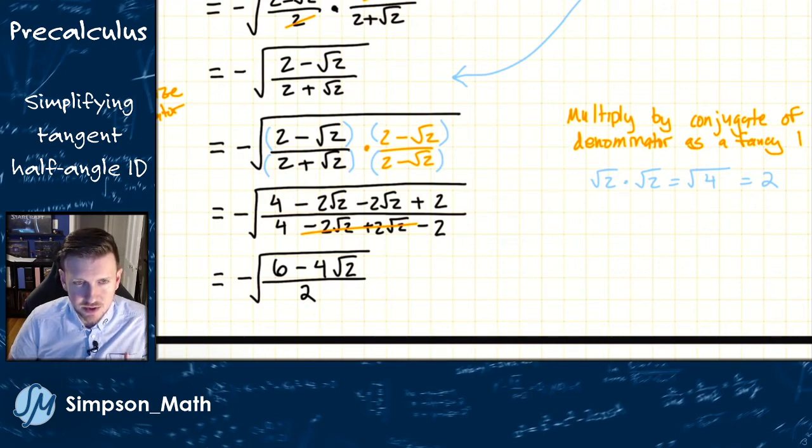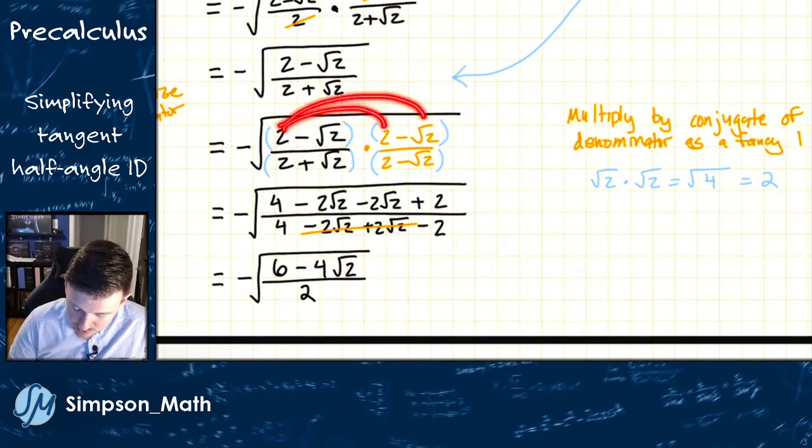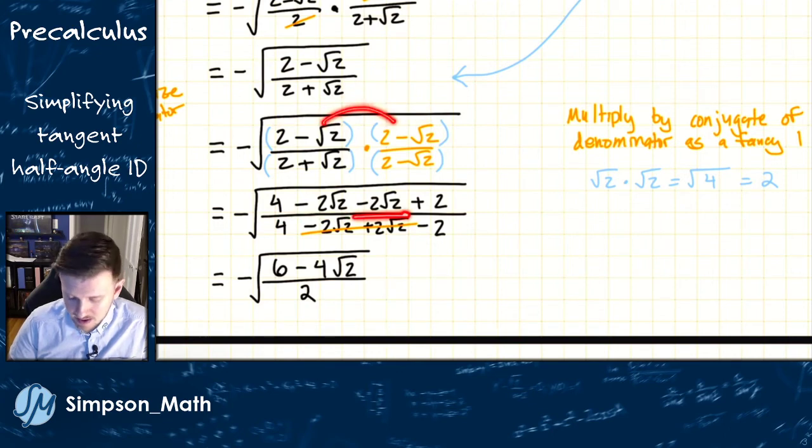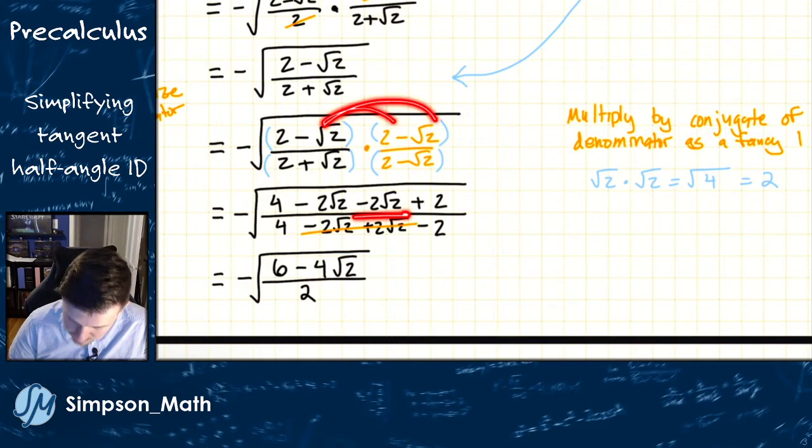In a minute, I'll multiply by the conjugate again, and I don't show the full foiling. So I do 4 in the numerator. 2 times 2 is 4, and 2 times negative square root of 2 is negative 2 square root of 2. The negative square root of 2 times 2 is negative 2 square root of 2. And negative square root of 2 times negative square root of 2 is a positive 2.